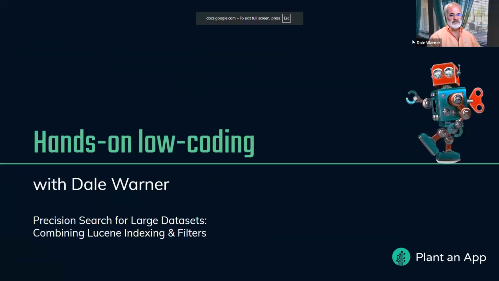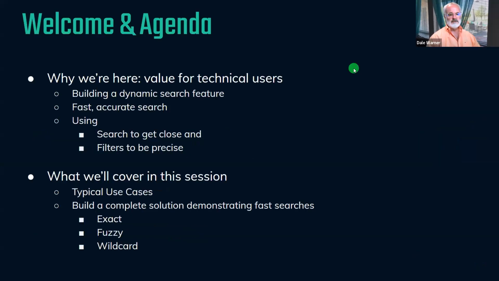All right, that's it for From the Trenches. We get right on to hands-on low coding. And again, today's topic, the title, Precision Search for Large Data Sets, combining Lucene indexing and filters. So it's going to be a little bit of explanation about just some underlying topics, and then we'll dive into the how-to. The overall, what we're trying to accomplish is to build a dynamic search feature that's fast, even for very large data sets, and accurate.